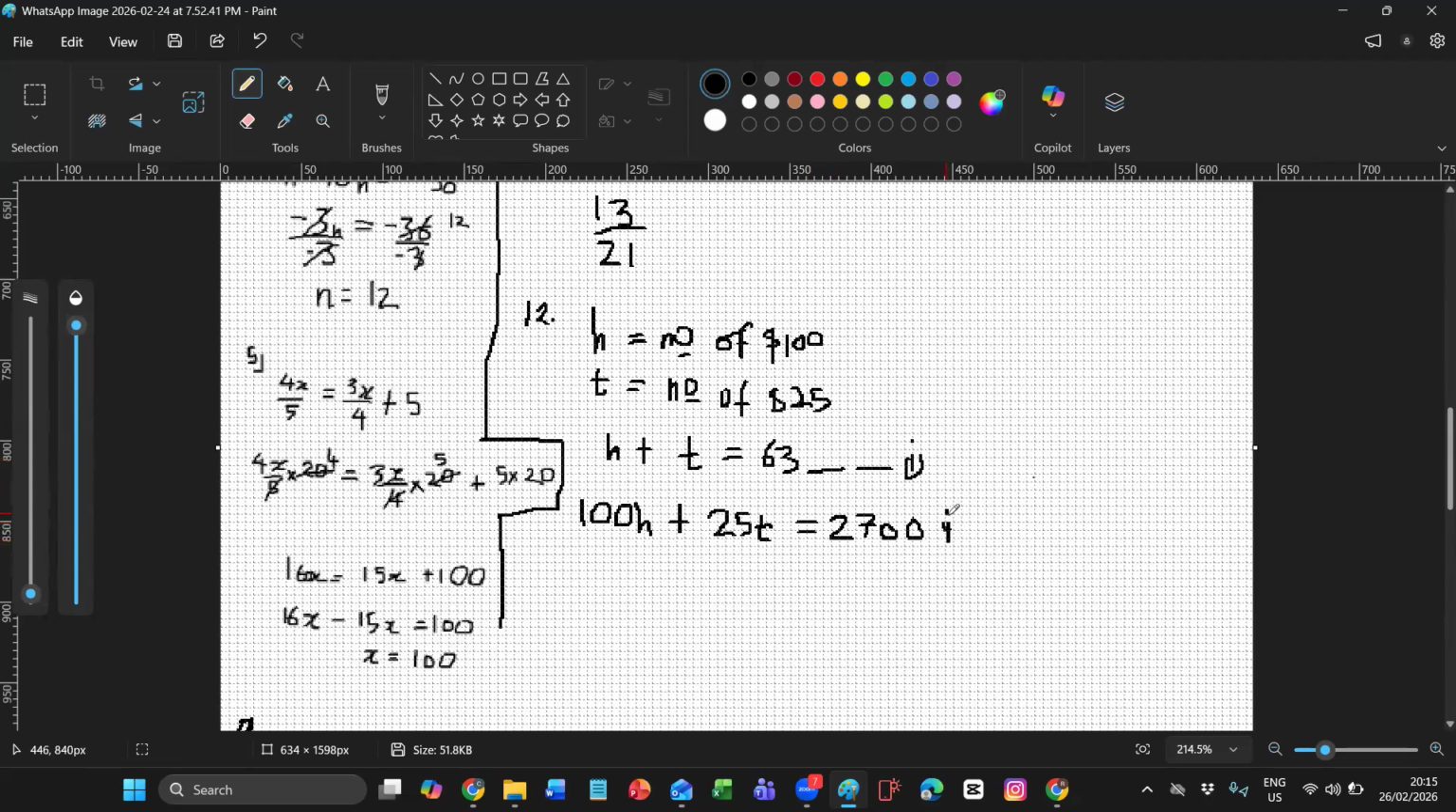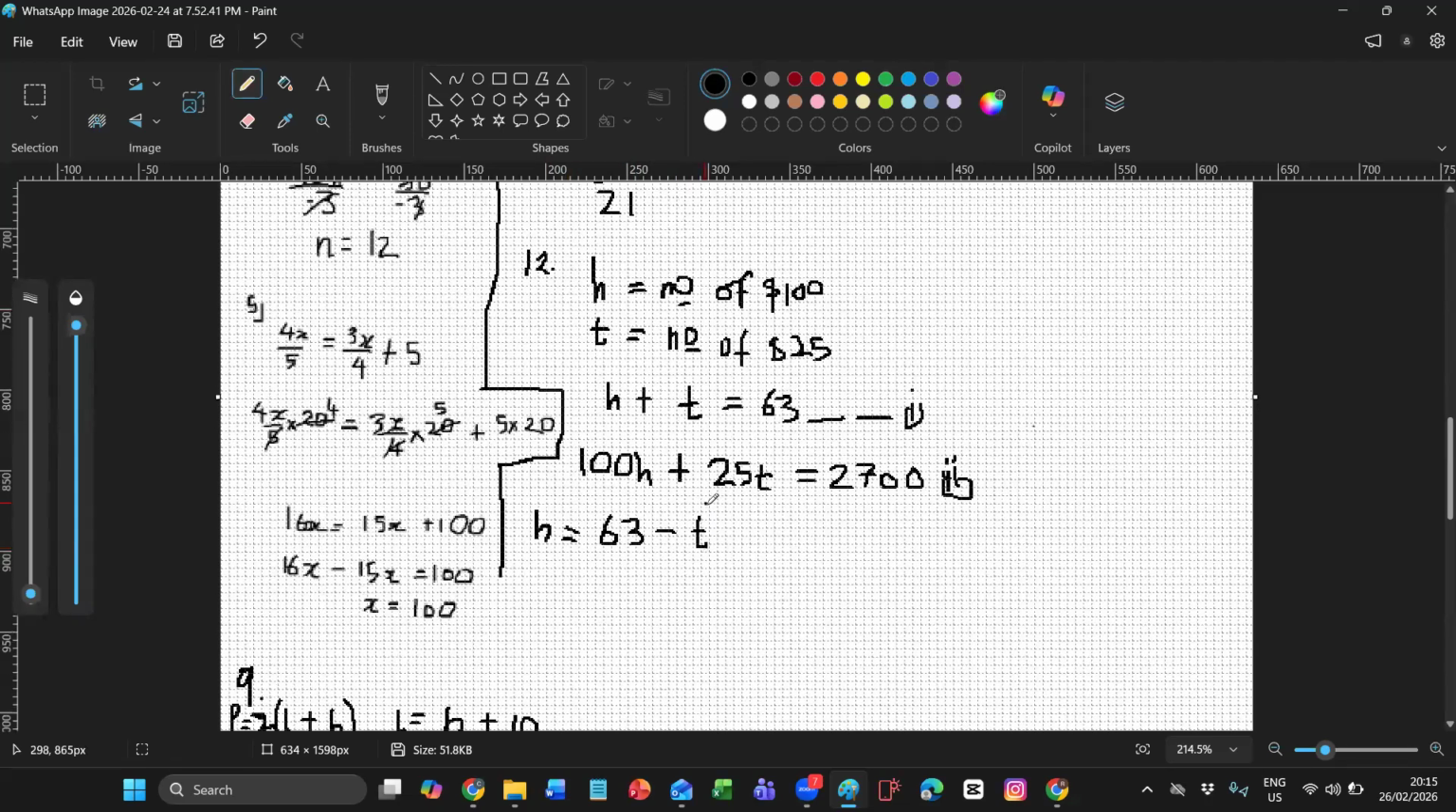Okay, so that will give us the perfect scenario for the substitution method. Which one should we do? If we choose H as the one we want to substitute for, then H will be equal to 63 minus T, right? Yes. That's from equation one. That's the easiest one to do substitution from.